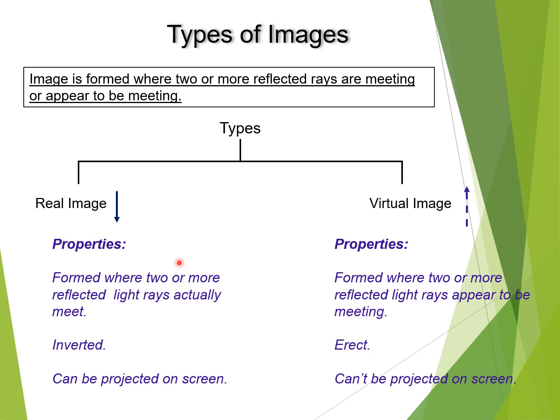Once again, a real image is formed when two reflected rays are actually meeting, whereas a virtual image is formed where two or more reflected rays appear to be meeting. A real image is always inverted, you can see it here, whereas a virtual image is always erect. It is normally shown with dotted lines. Then a real image can be projected on a screen, whereas a virtual image cannot be projected on a screen.